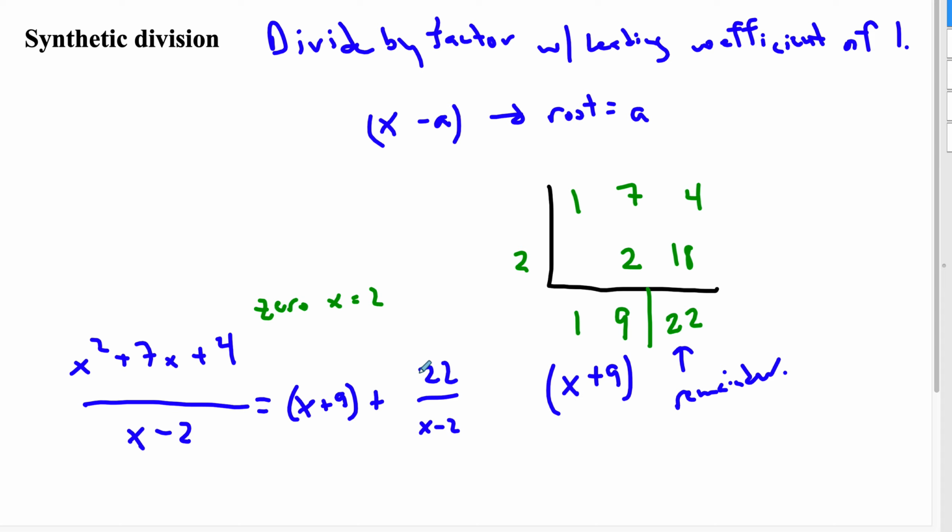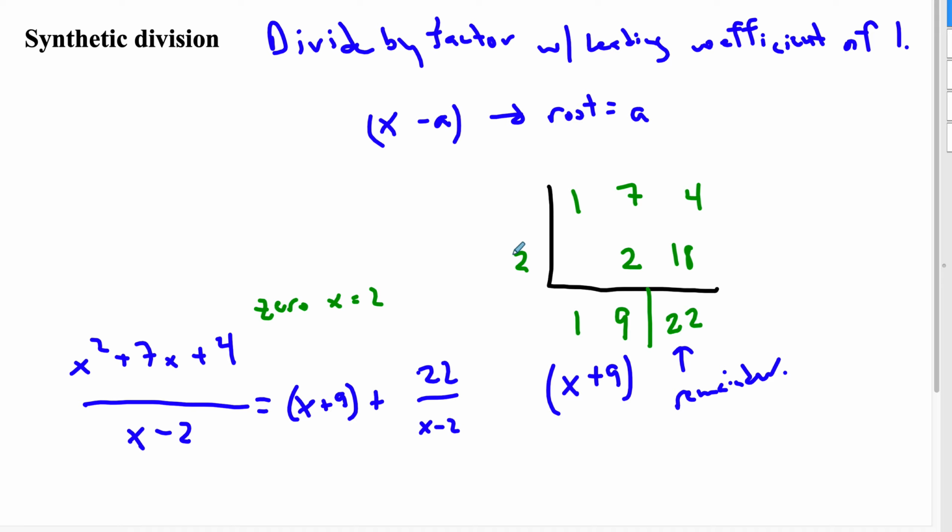Okay, this is a little bit tricky at first. Once you get the hang of it, it's great. But first thing is when you're dividing by a factor, right? So if I'm dividing by a factor, then that means I'm dividing by this, and that's got to be linear. It's got to be 1x. So I couldn't divide by 2x minus 3. That doesn't work. I could divide by x minus 3, but I couldn't divide by 2x minus 3.